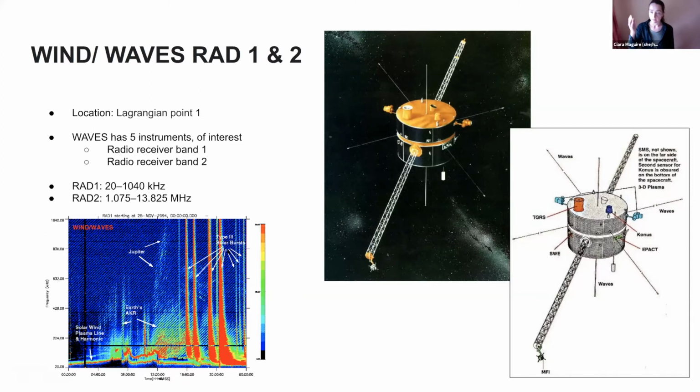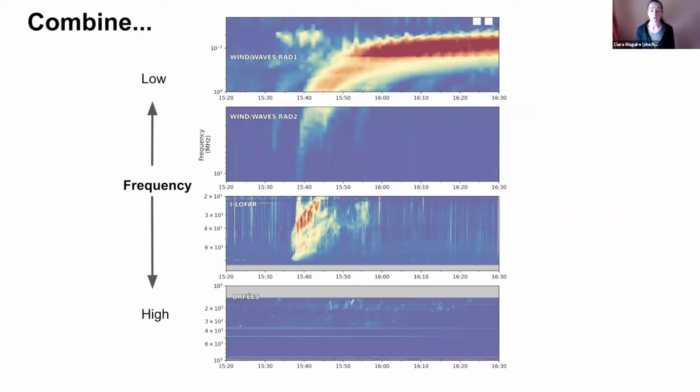So why do we put all these together, and why do we need to look at observations from many different instruments? Well, it's because it gives us the overall view of what's happening. Looking at these alone doesn't tell us the full picture. And we see an example of that here.